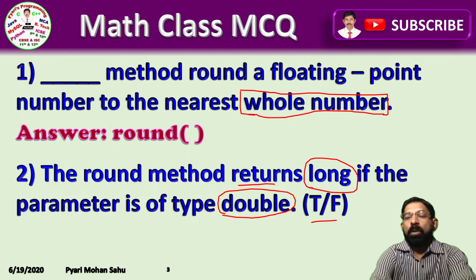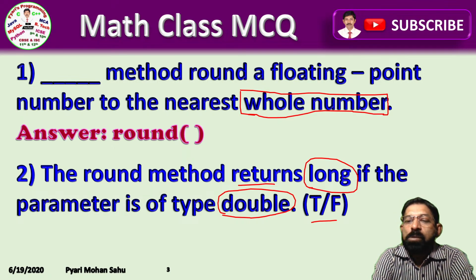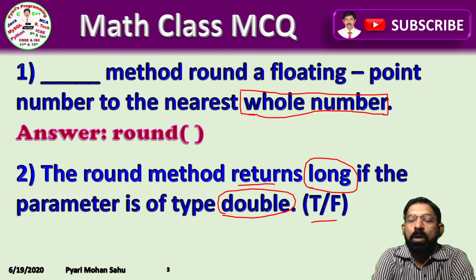Anirudh Mahapatra, Math.round. Good evening, Anirudh. It is not asking about process, Anirudh, and it is not asking about which class it belongs to. So only round is enough. Method name round is enough.